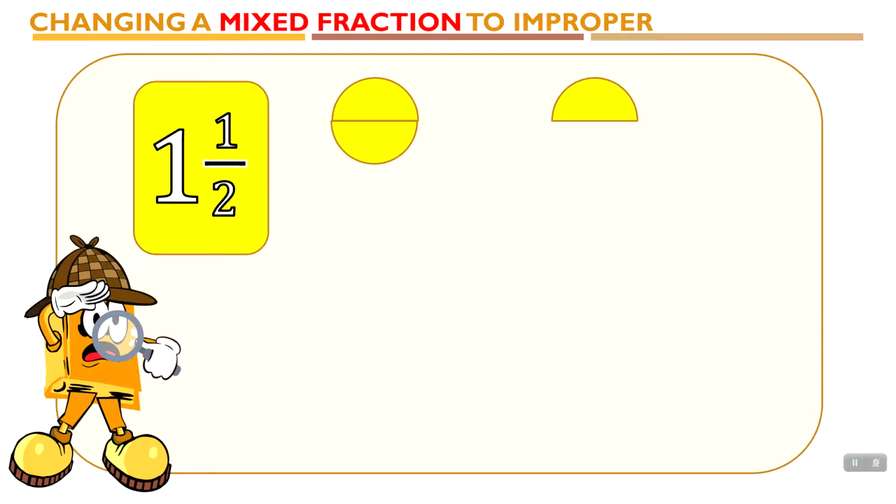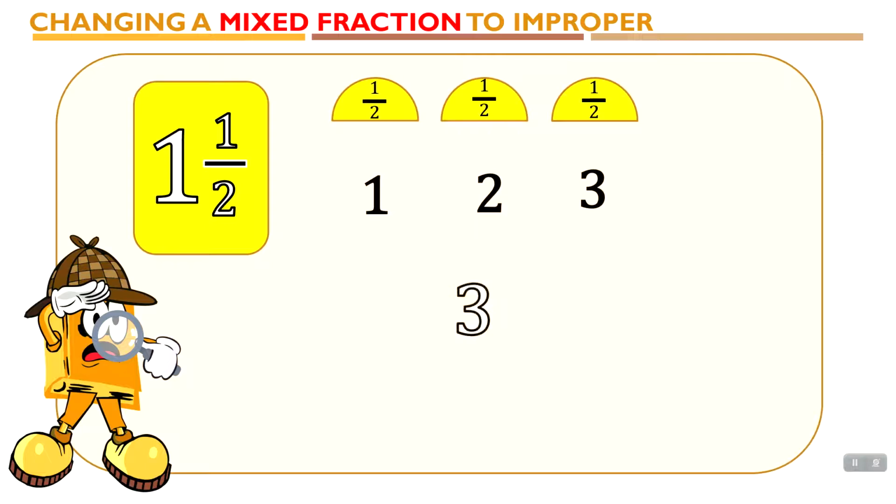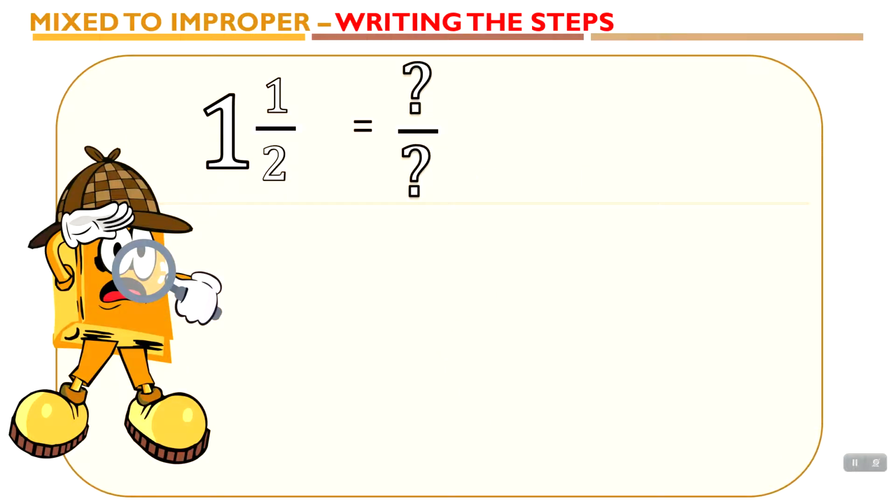But let's look at, if we started with the mixed fraction 1 1/2, how we convert that now into an improper fraction. If we deconstruct the whole circle into halves, it will look like this. And now we can count each one as a half: 1/2, 2/2, 3/2. So we can rewrite 1 1/2 as 3/2. This is visually how we can do this. But let's look at the steps involved in mathematically changing a mixed fraction into an improper fraction.